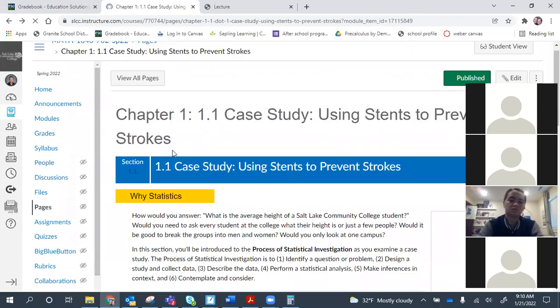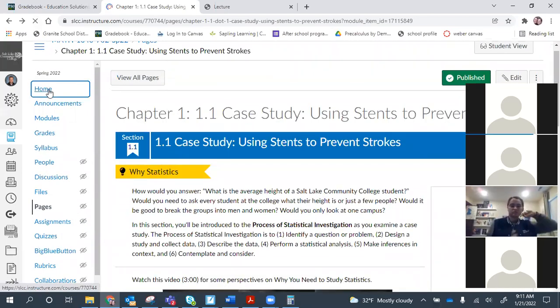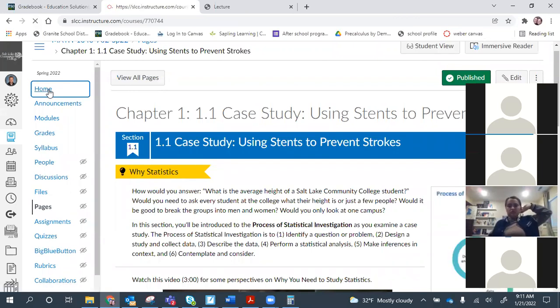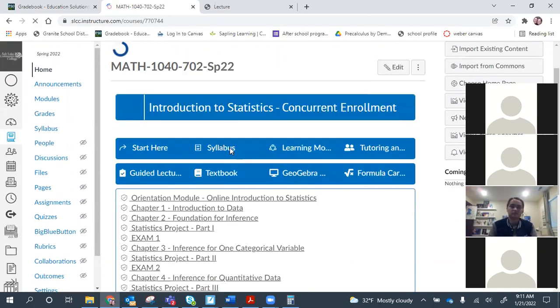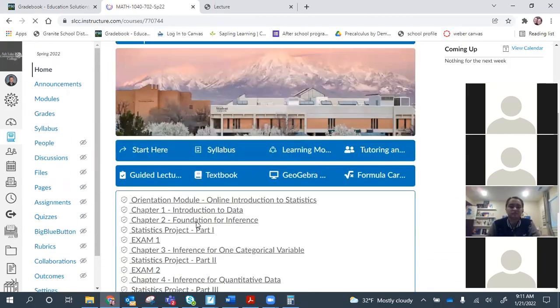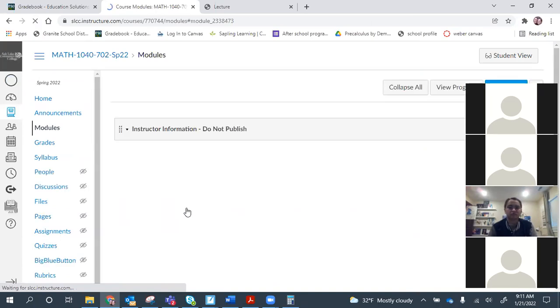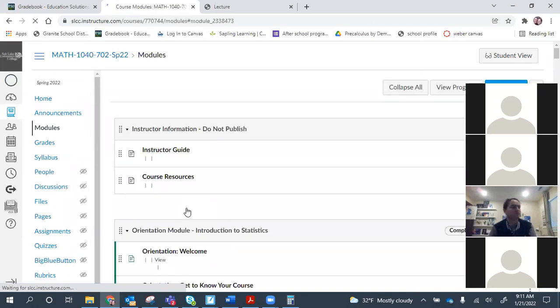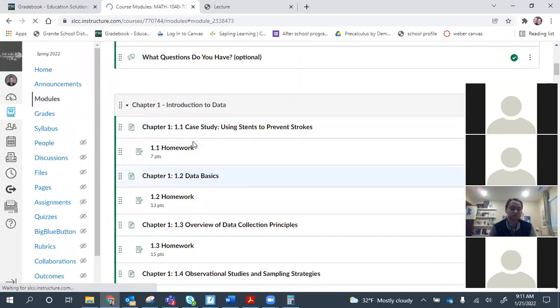So here's 1.1. Let me just go back home so I can show you. You guys can see my screen, right? Mikhail, you can see the screen? Okay, cool. So I'm going to click on chapter 1, introduction to data. And the assignment will be just like the assignment was for your orientation, where it was just online. So there's your 1.1 homework.